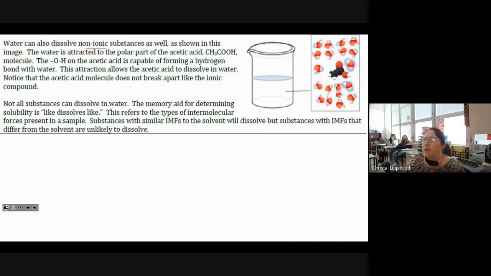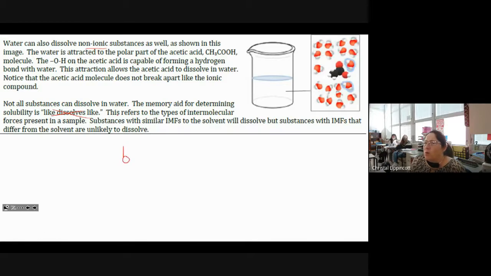Not all substances can dissolve in water. Don't use "like dissolves like." We don't like that. You can use it in your brain, but don't actually write it on paper. The intermolecular forces that are present will allow it to dissolve because they're able to interact. Like I was saying with your water molecules.